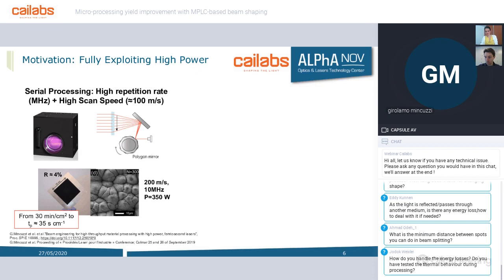We have shown recently that by using a 10 megahertz, 350 watt laser, jointly with a polygon scanner head delivering the beam at 200 meters per second, we have blackened a metallic surface, with a throughput that has been reduced from 30 minutes per square centimeter to 35 seconds per square centimeter.